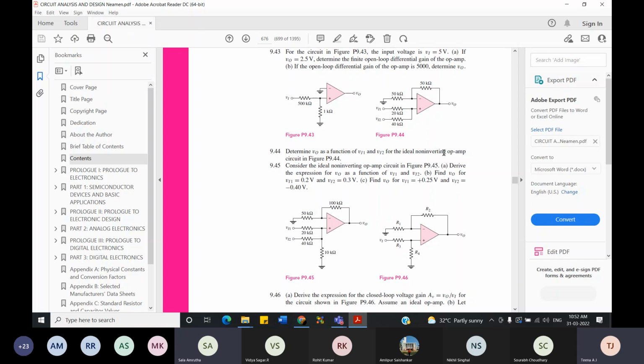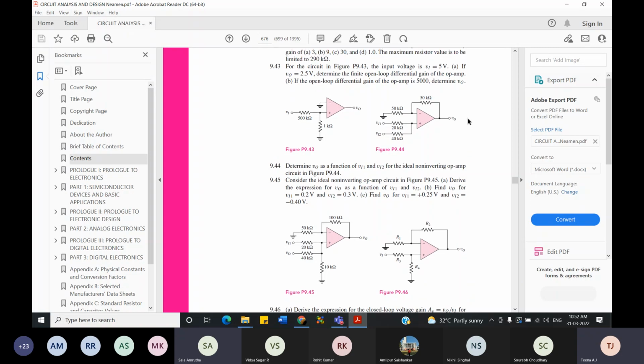See, this is a non-inverting op-amp. So what is the output of a non-inverting op-amp? Output will be gain into input. What is gain? Gain will be 1 plus RF divided by R1. Here what is RF? It is 50. This is also 50.